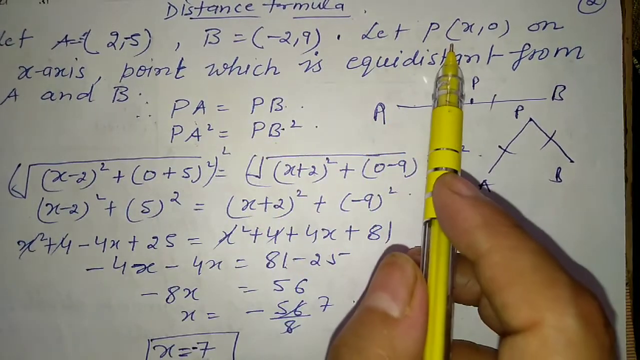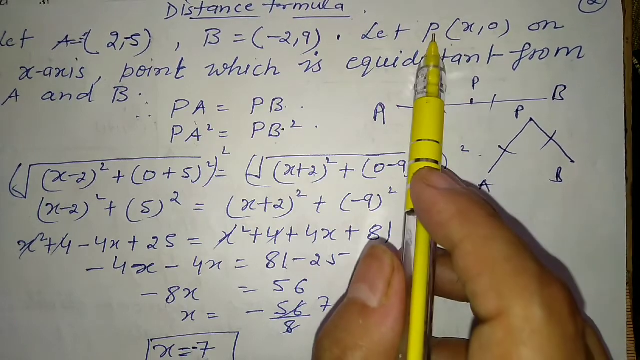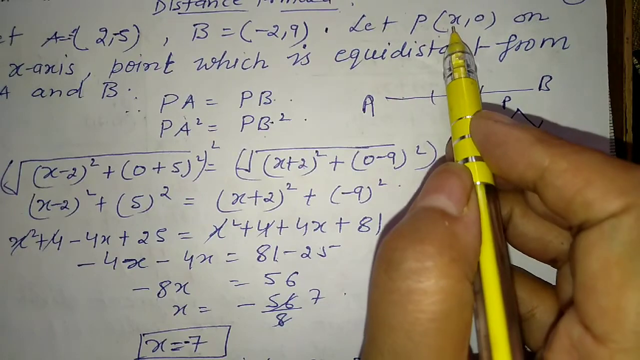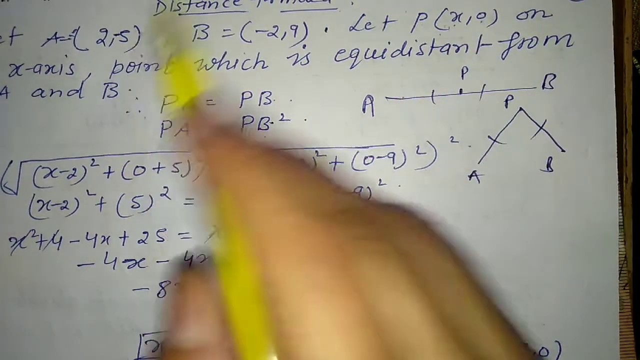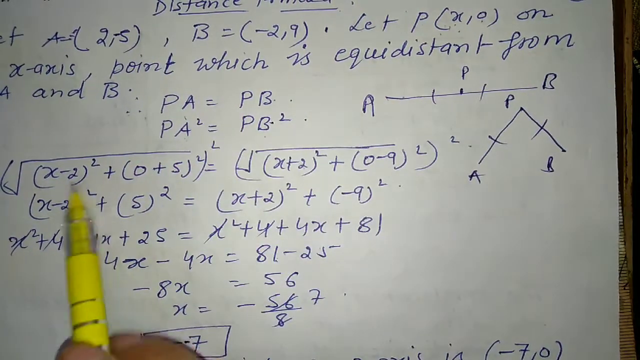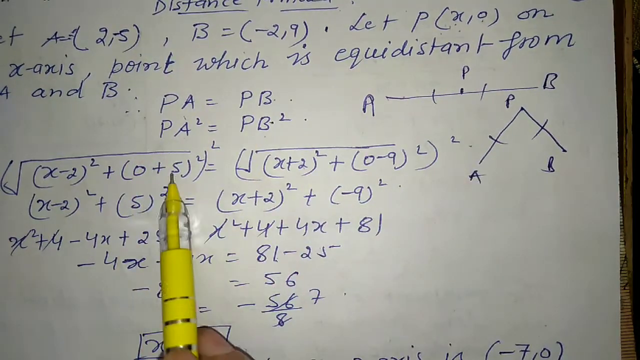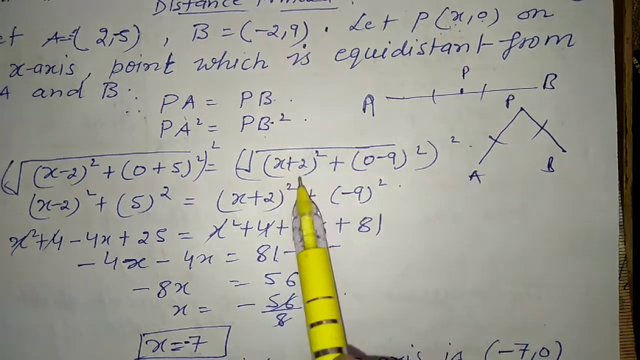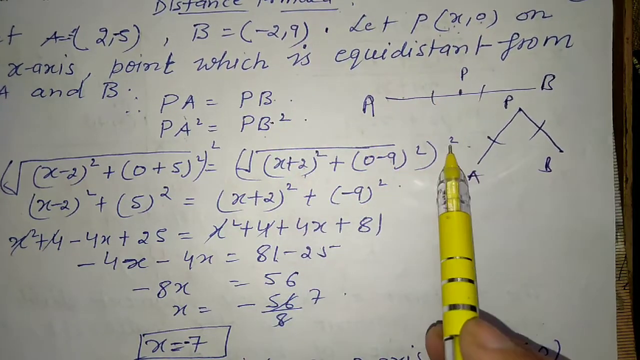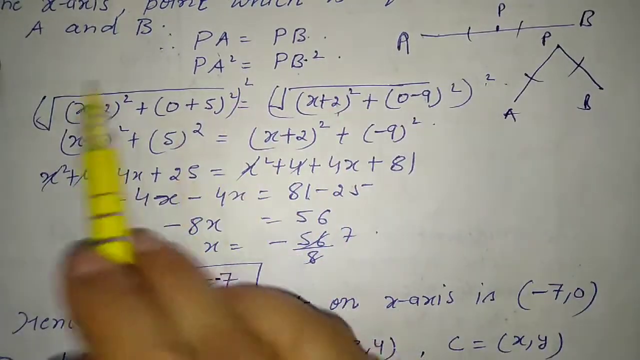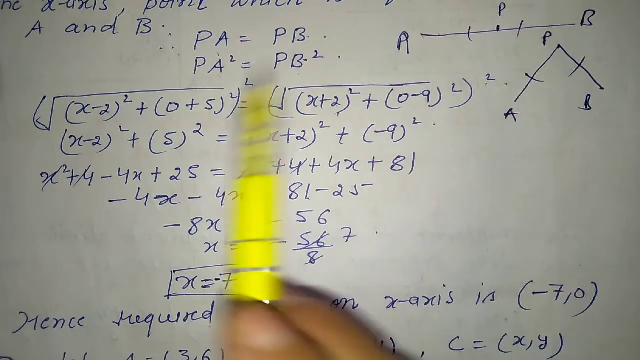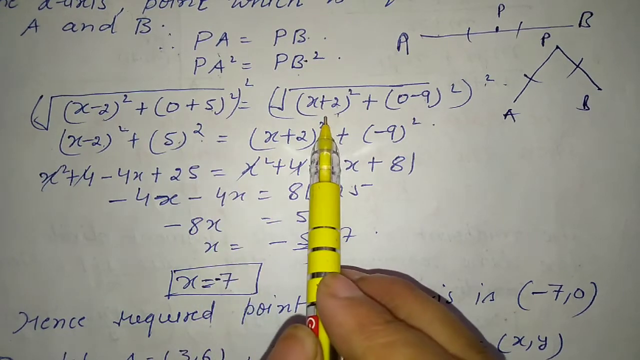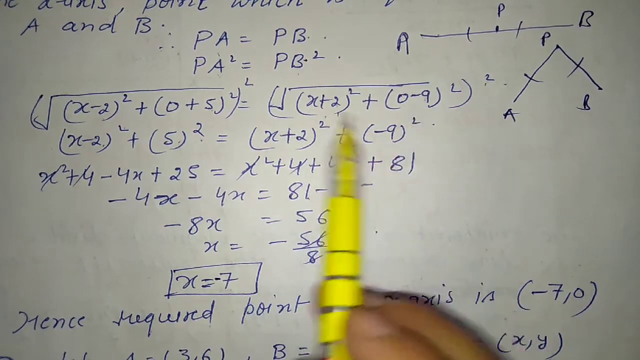So here we will find PA. When we are taking PA, to this P, x1 and y1, x2 and y2. So (x minus 2) whole square plus (0 minus (-5)) becomes plus 5 whole square. Now PB: (x plus 2) whole square plus (0 minus 9) whole square. So on squaring, the outer root will be removed. So (x minus 2) whole square plus 5 square equals (x plus 2) whole square plus (minus 9) whole square.